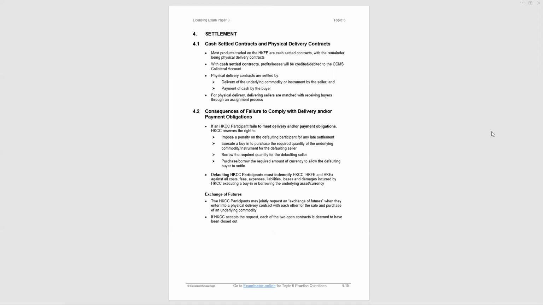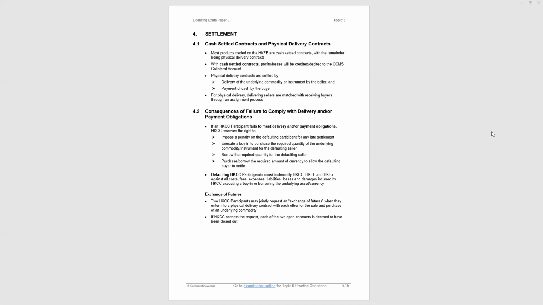Finally, exchange of futures occurs where the two parties decide off exchange to settle. So one party will deliver the goods, the other will pay. When that happens, and it's referred to as exchange of futures, you must inform the clearinghouse, and the clearinghouse, if it accepts the request, will just close out the two open positions.